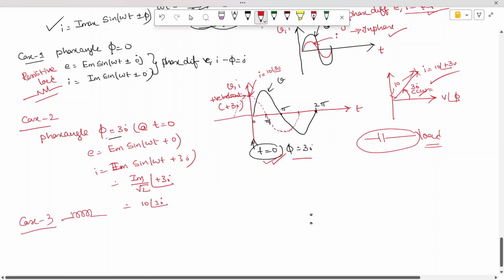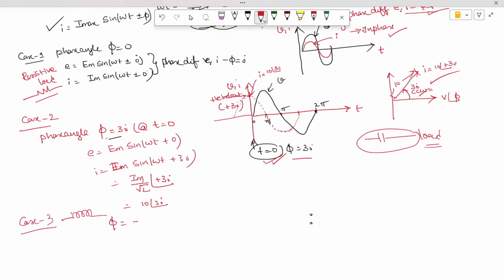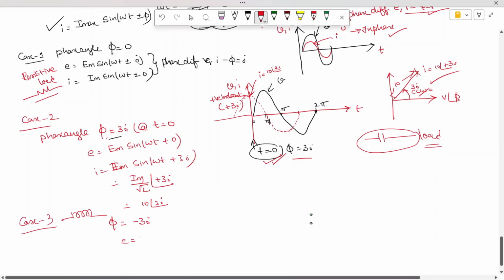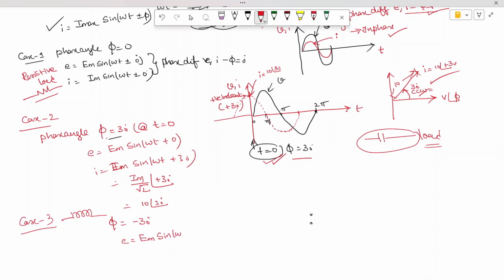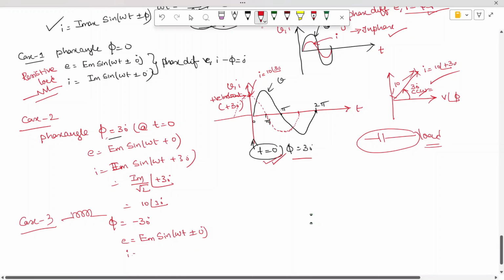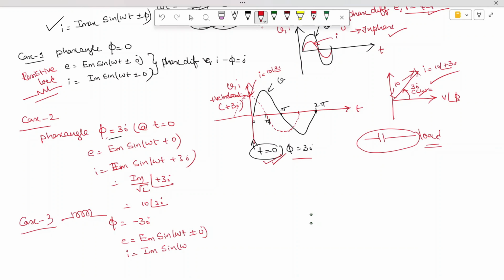In the case of an inductive nature, the phase angle phi should be negative. I am considering it as minus 30. Therefore, the induced EMF I can write down as E equal to E maximum sine of omega t plus or minus 0 degrees, and I is equal to I maximum sine of omega t minus 30 degrees. So minus 30 indicates that the waveform is displaced. I am drawing the same waveform again and again in such a way that you get clarity.